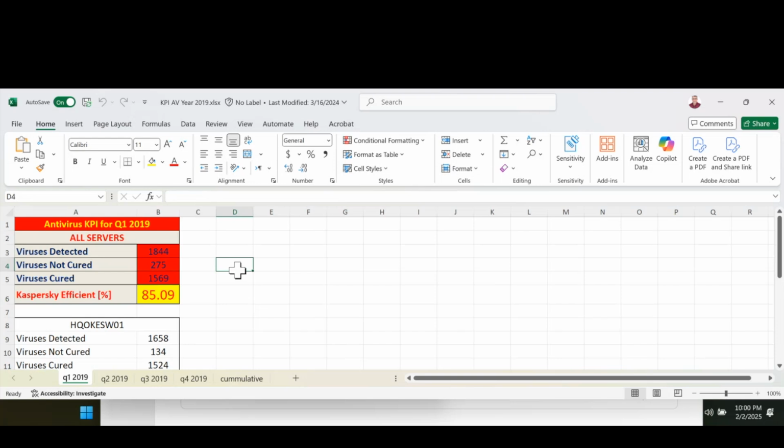What do you think, based on what do you think we can specify the target? 95%, 90%, 100%. It's based on the infrastructure. Okay, I'll give you a small example.